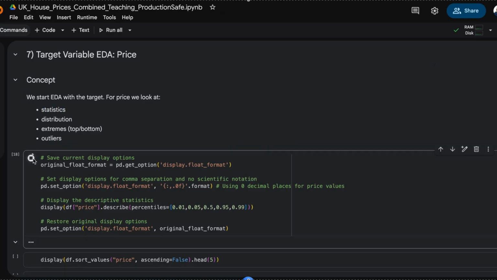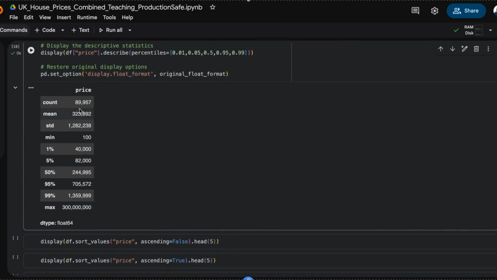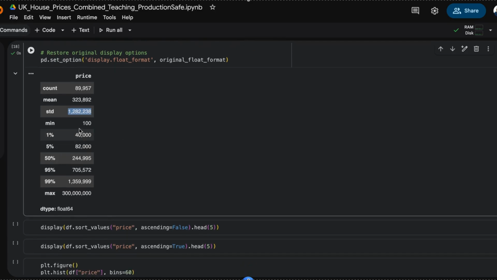So we have count, 89,957 observations. Mean price, approximately £323,892. Median price, approximately £244,995. Standard deviation, over £1.28 million. Minimum price, £100. And maximum price, £300 million.